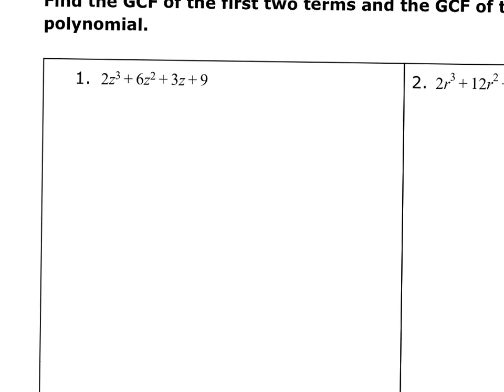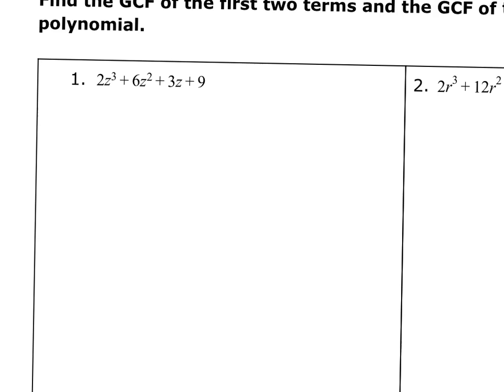So number one, it says 2z cubed plus 6z squared. So what I'm going to do is group the first two terms, plus 3z plus 9. Then I'm going to group the second two terms. You ready?